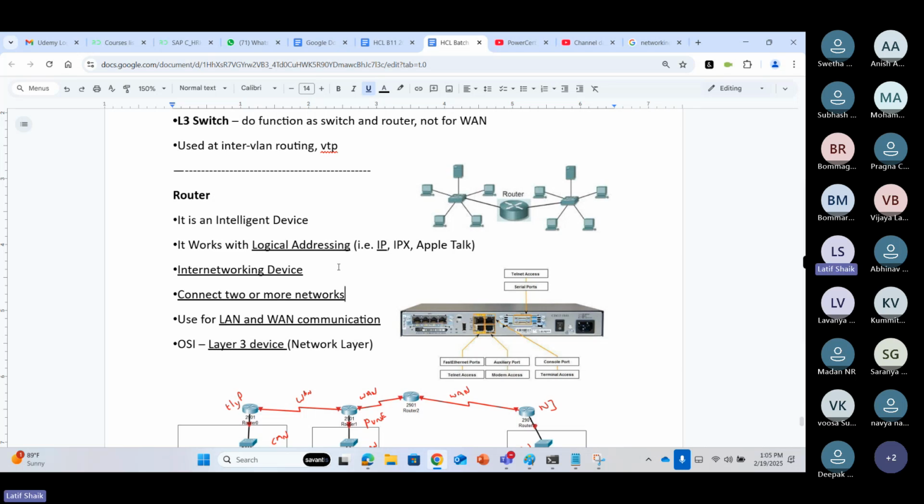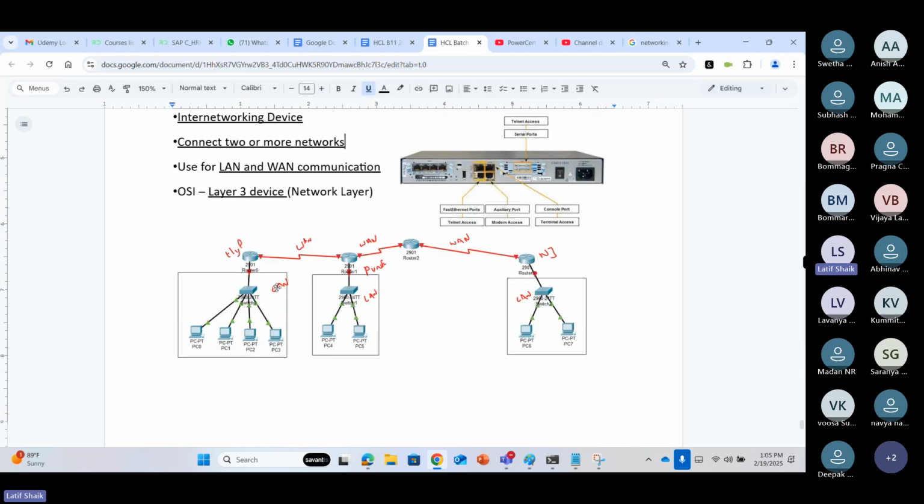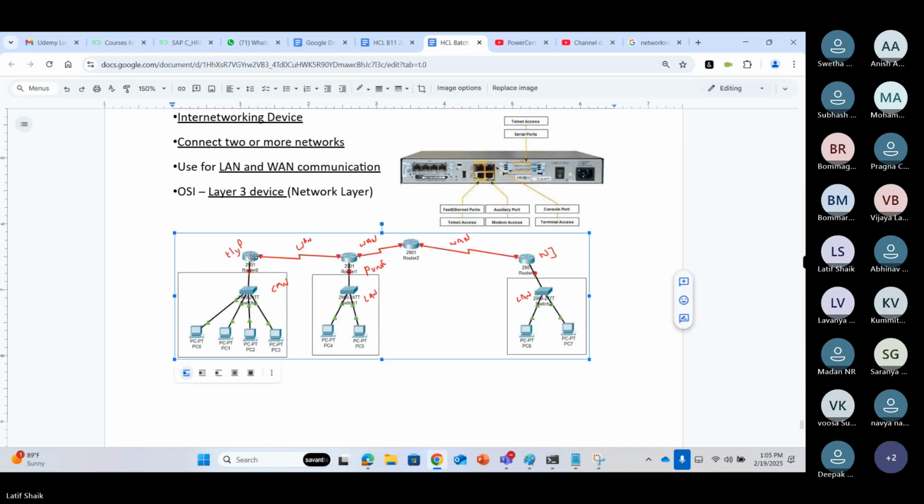Okay. So a router makes connectivity between different networks. A router works in both LAN and WAN communication. LAN communication and WAN communication. If you see this picture, this bottom part is one LAN.